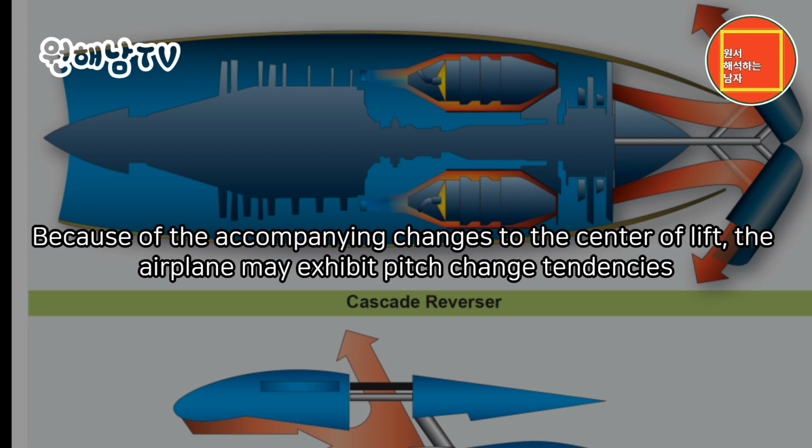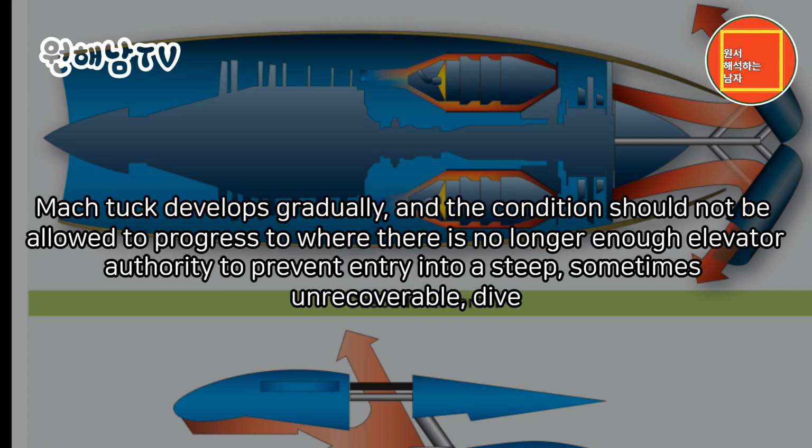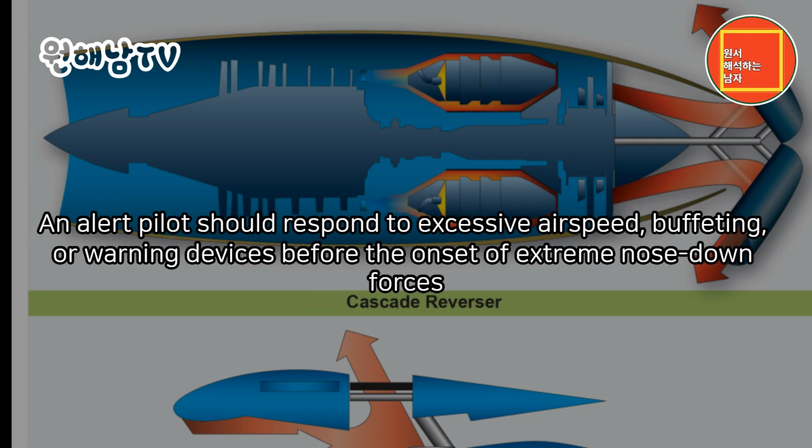Because of the accompanying changes to the center of lift, the airplane may exhibit pitch change tendencies. With increased speed and the aft movement of the shock wave, the wing's center of pressure moves aft, causing the start of a nose-down tendency or tuck. Mach tuck develops gradually, and the condition should not be allowed to progress to where there is no longer enough elevator authority to prevent entry into a steep, sometimes unrecoverable, dive. An alert pilot should respond to excessive airspeed, buffeting, or warning devices before the onset of extreme nose-down forces.